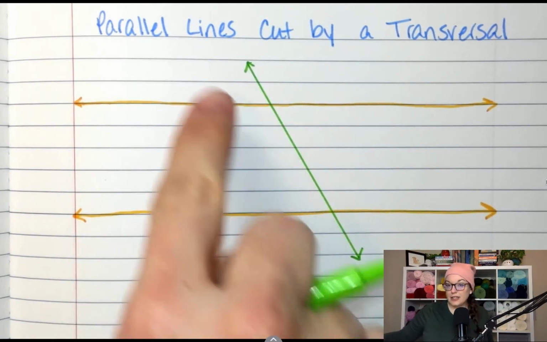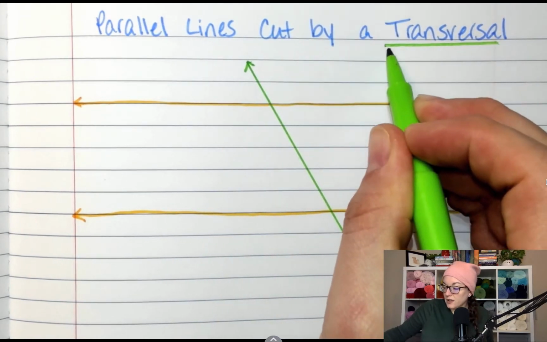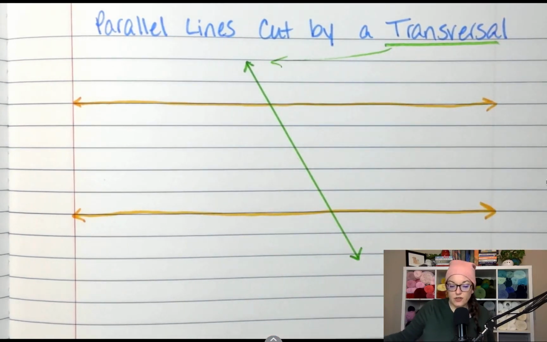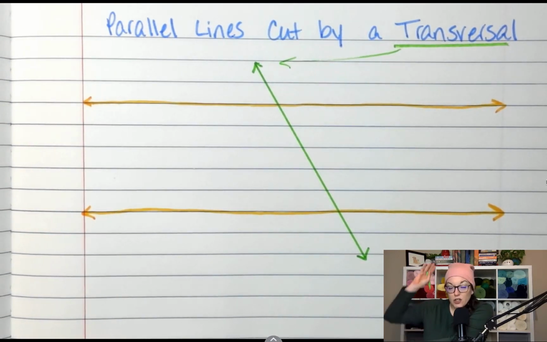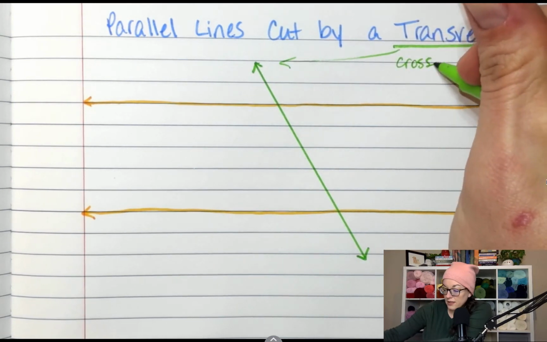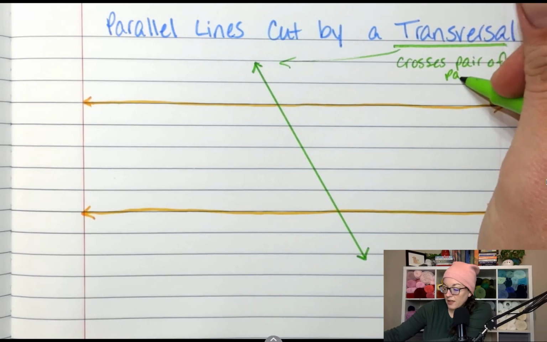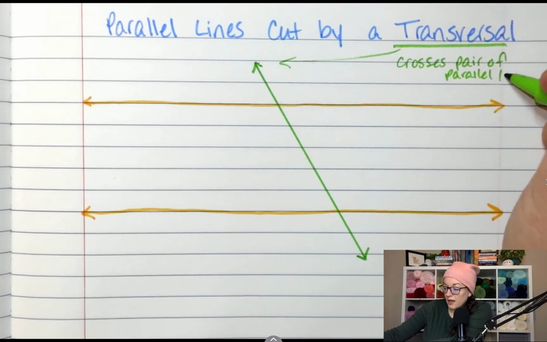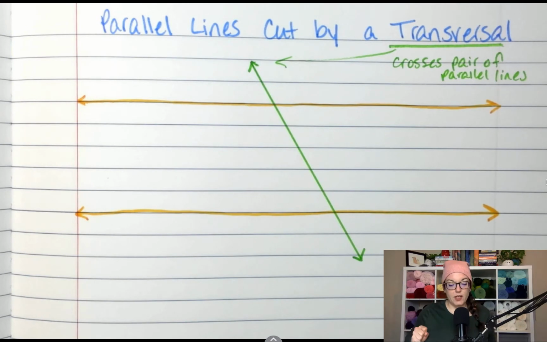So the first thing we really need to talk about once we've drawn our picture is that this green line right here, that's a transversal. It is a straight line that crosses a pair of parallel lines. And there's a lot of interesting things that happen when this relationship is set up. And we're going to talk about all those.